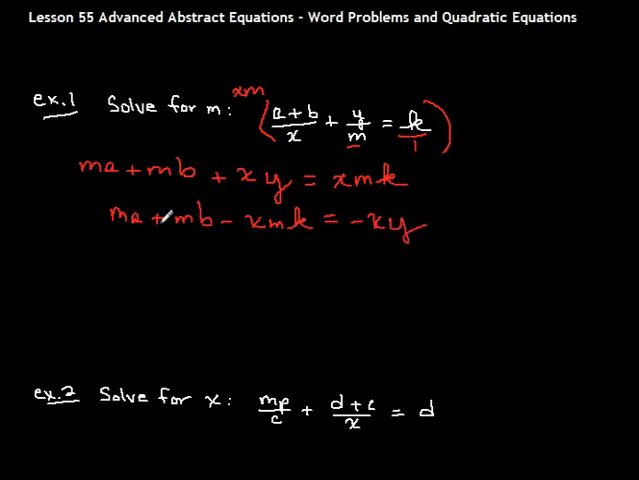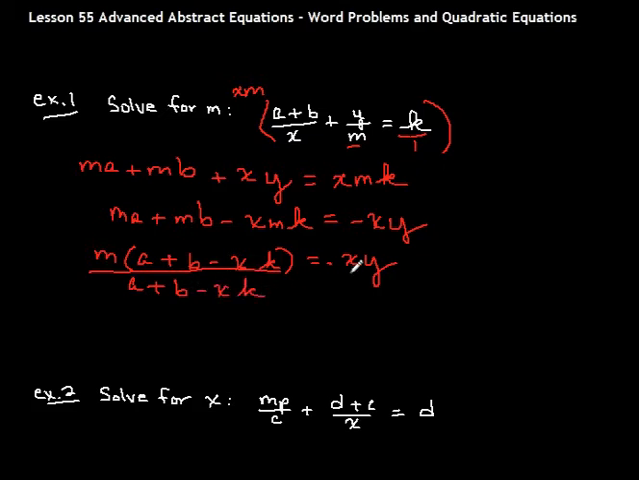Now we have all the m's on one side, so we can factor our m out. So we get m times a plus b minus xk equals negative xy. Since we have two factors, we can divide both sides by one of the factors. So I'm going to divide both sides by a plus b minus xk. This is going to be a plus b minus xk. I didn't like to do that work. These cross out, so you get m equals negative xy over a plus b minus xk.